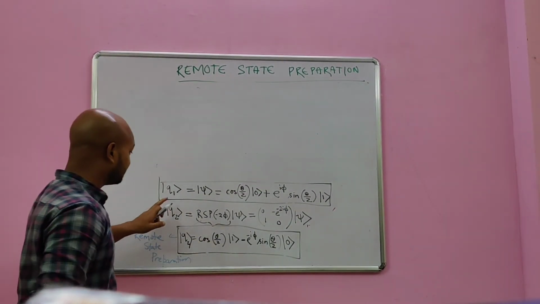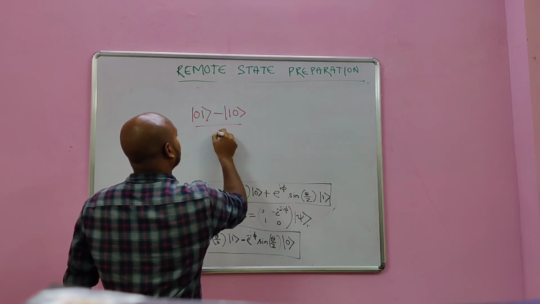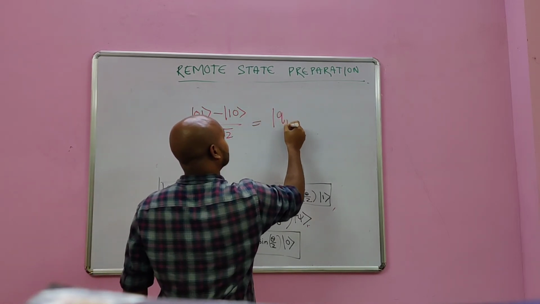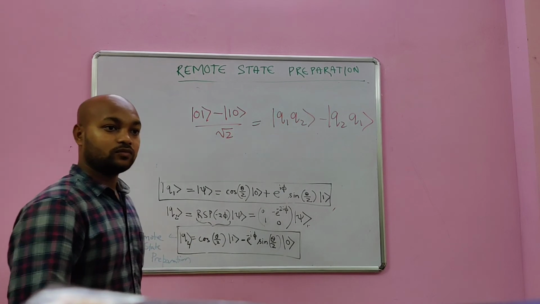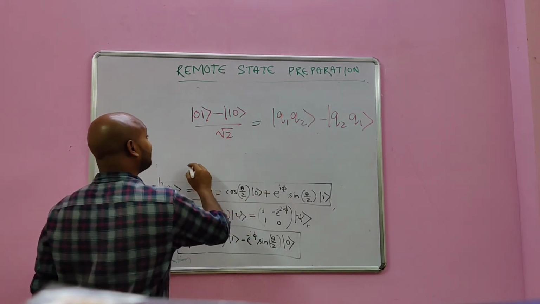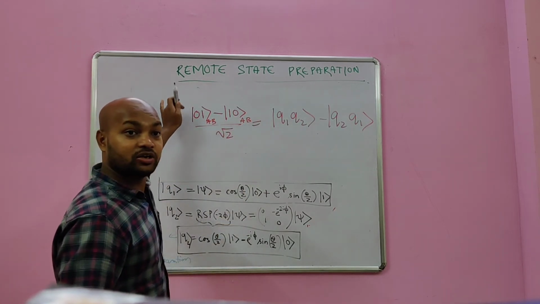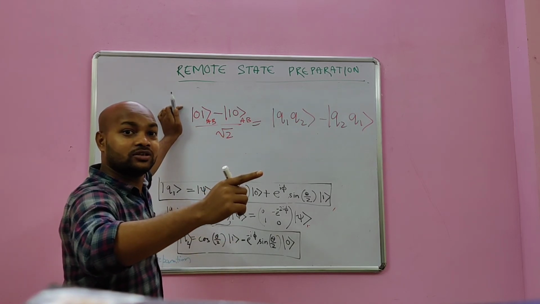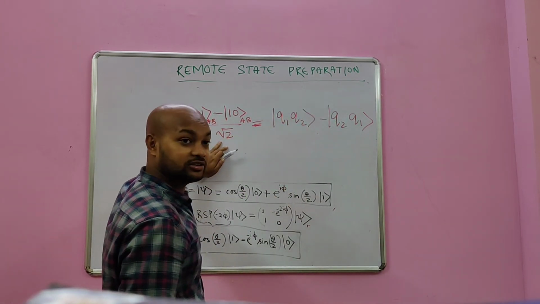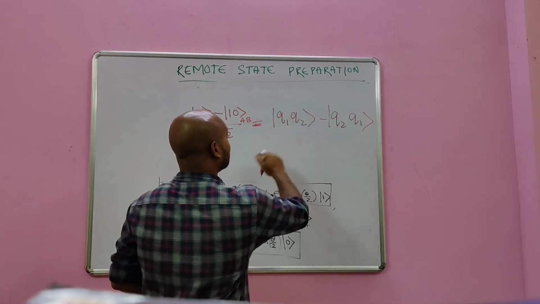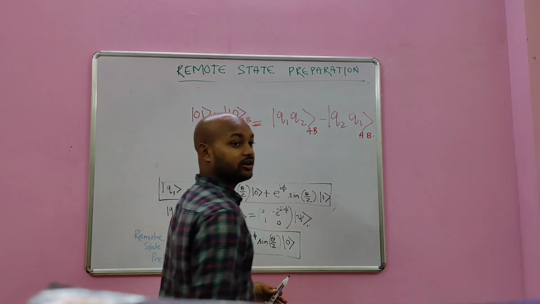So after choosing this Q1, Q2, it can be written as Q1, Q2 minus Q2, Q1. What was this? This was the entangled state shared between Angelina and Brad, where the first qubit was with Angelina and the second one was with Brad. Now, if you convert this in the form of Q1 and Q2, then the first qubit will be with again Angelina, second with Brad, again Angelina, second with Brad.